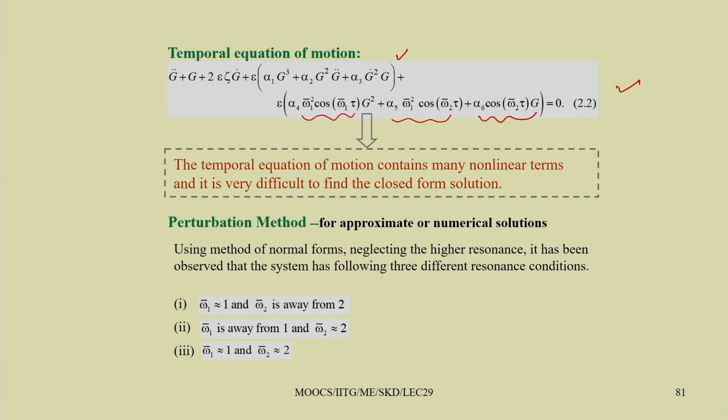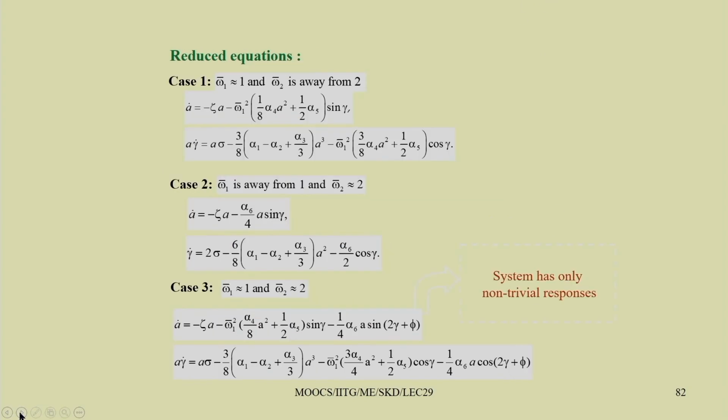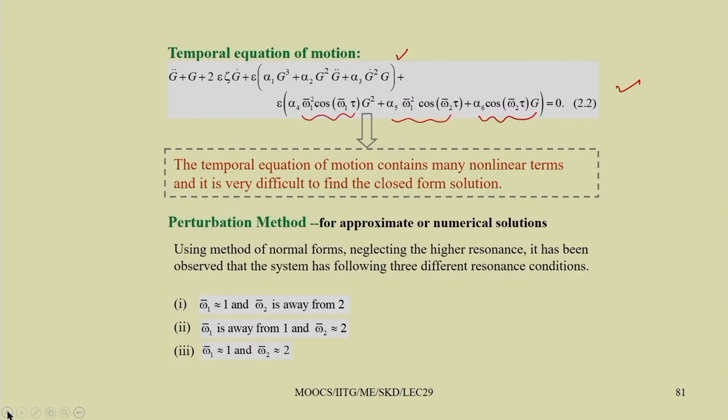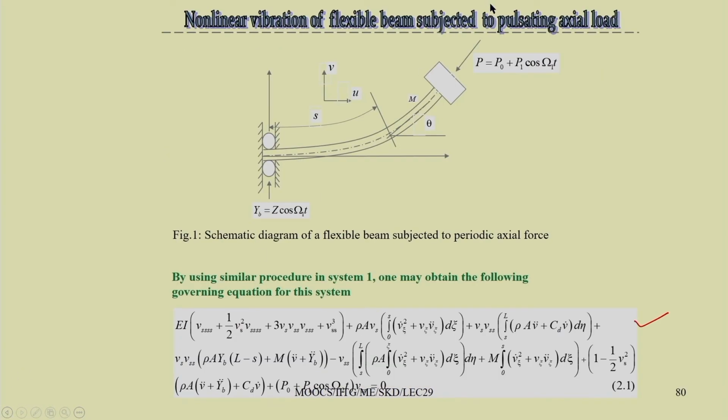If you go on deriving using the method of multiple scales, you can see there are several resonance conditions. For example, we have these 3 resonance conditions in this case. The first case is omega 1 bar nearly equal to 1 and omega 2 bar away from 2. What is omega 2 bar and what is omega 1 bar? Omega 1 bar comes from the external excitation, and the axial forcing we can put as omega 2. So, we have 2 frequency excitation in this case.